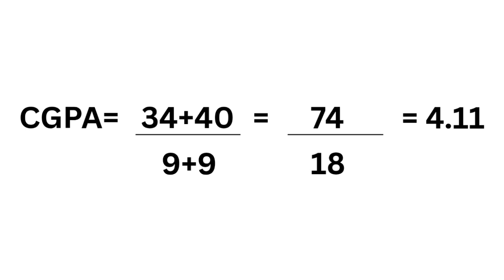34 plus 40 is 74, all over 9 plus 9, which is 18. So when you divide 74 by 18, you're going to have 4.11. So that is his CGPA for that semester.